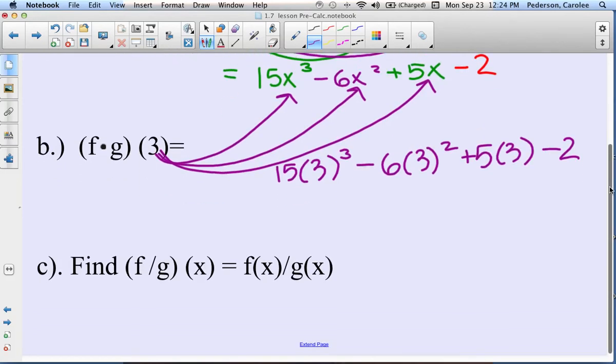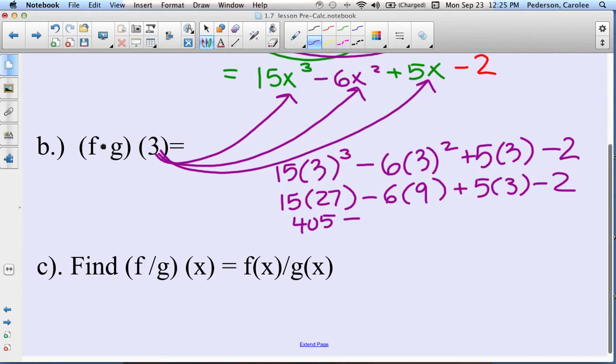Make sure you do your order of operations, so you do your exponents first. So the first one is 3 times 3 times 3 is 27. Next one, 3 times 3 is 9. And then next we'll do our multiplication. So we're going to do our 15 times 27 is 405.